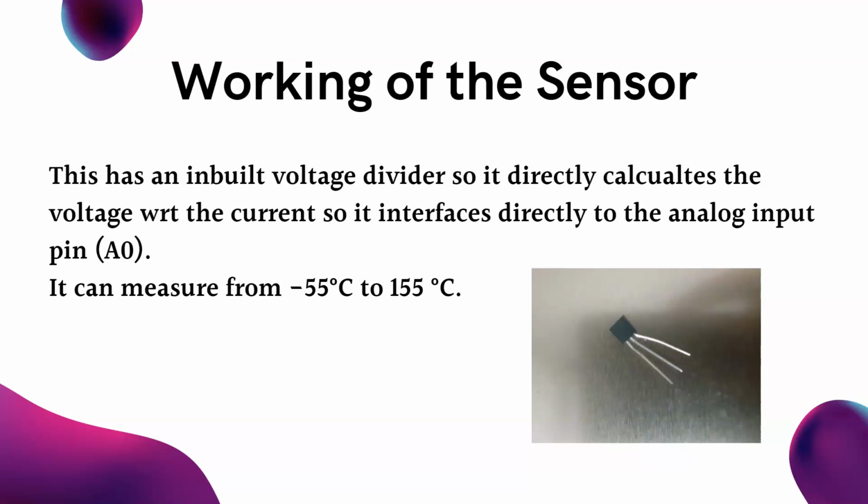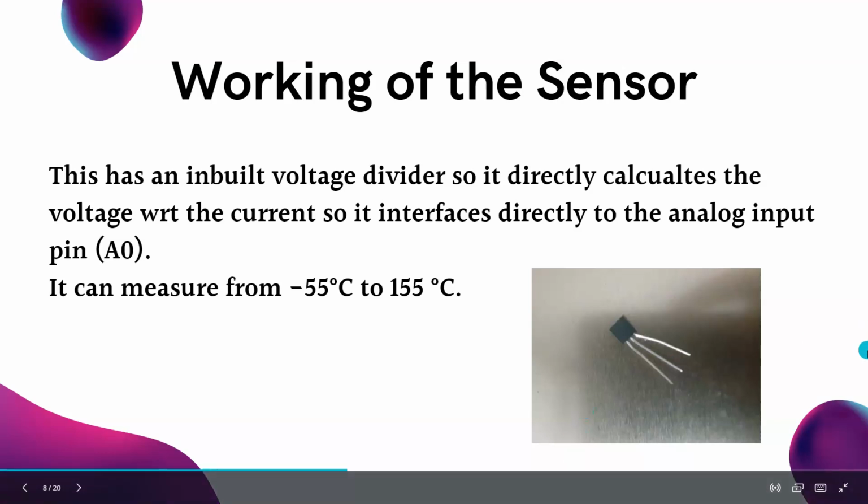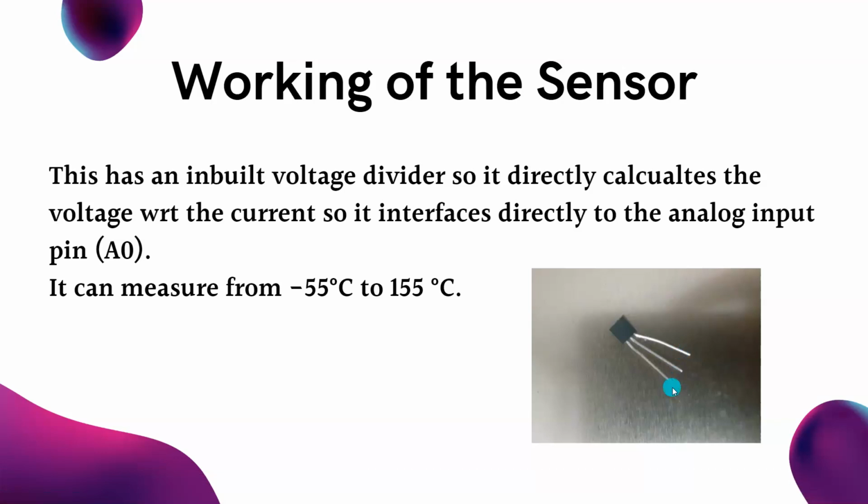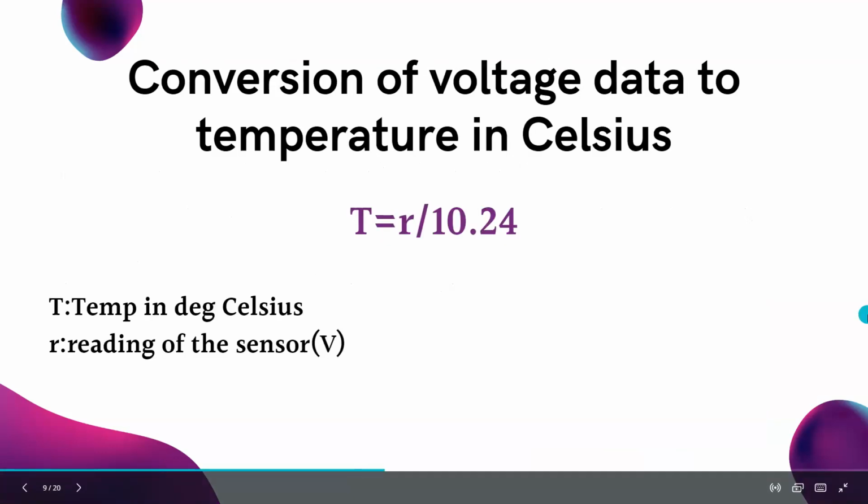Now this LM35 sensor can measure temperature in the range of -55 degrees Celsius to 155 degrees Celsius, and that is basically a wide range of temperature that should suffice for most of our circumstances and purposes. So as you can see, this image is basically of the LM35 sensor that I have used in this project.